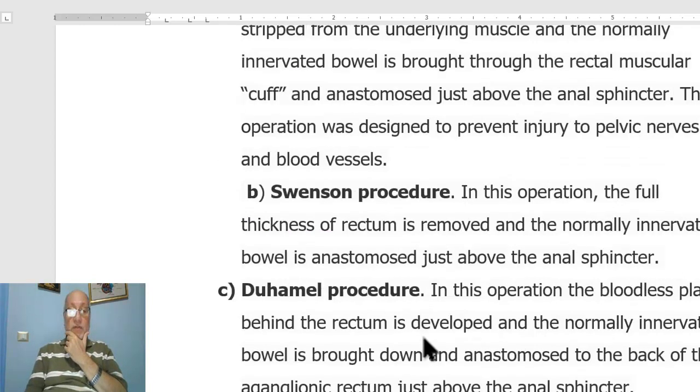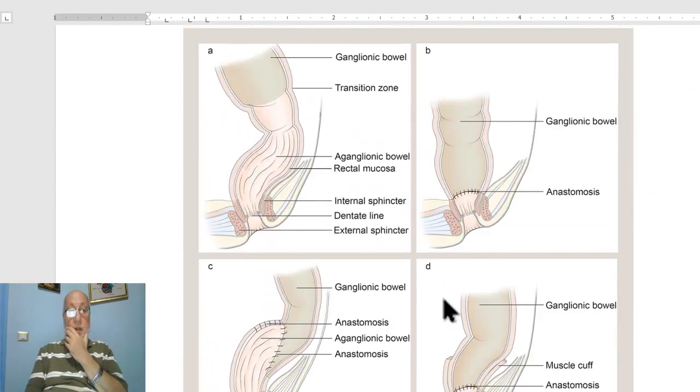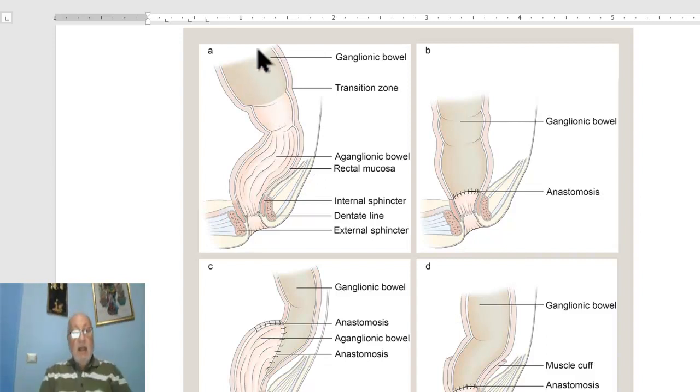So this is the treatment of Hirschsprung disease, and these are other pictures for our operations. This is the patient before surgery. Normal ganglion cells, transitional zone, and this is the aganglionic segment. Swenson: excision of the transitional zone and the aganglionic segment, and anastomosis of the normal bowel with the anal canal just above the anal sphincter.